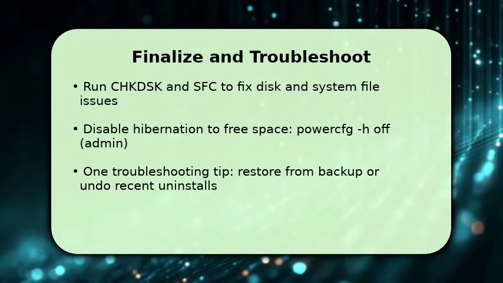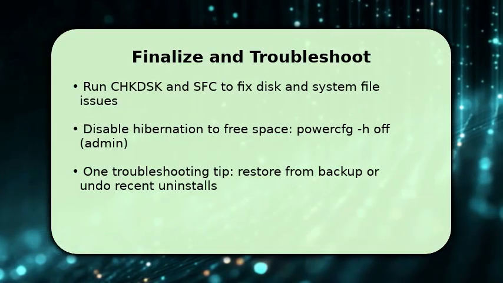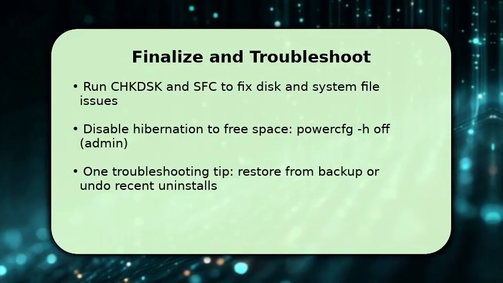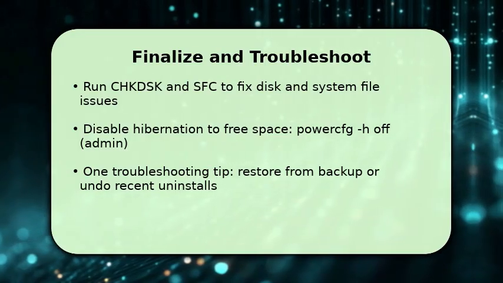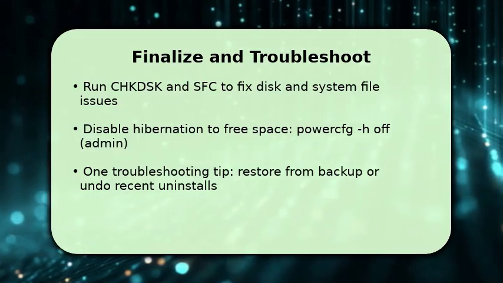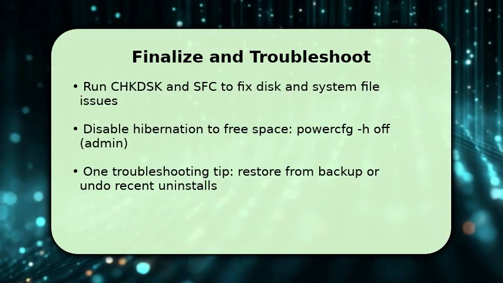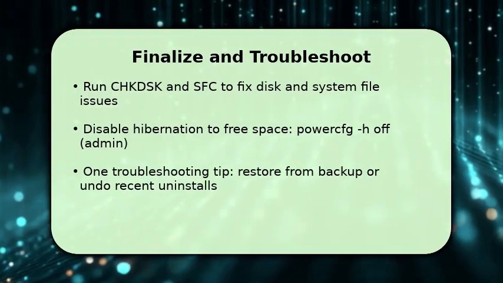Finish by repairing and optimizing. Run chkdsk on C, and then sfc /scannow to fix corrupted system files. This ensures freed space is usable. If you need more room, disable hibernation with the admin command powercfg -h off to reclaim the hiber file. Once done, defragment or optimize the drive if it's an HDD.